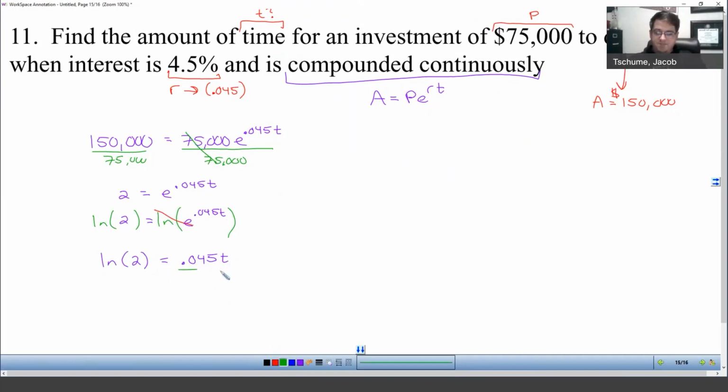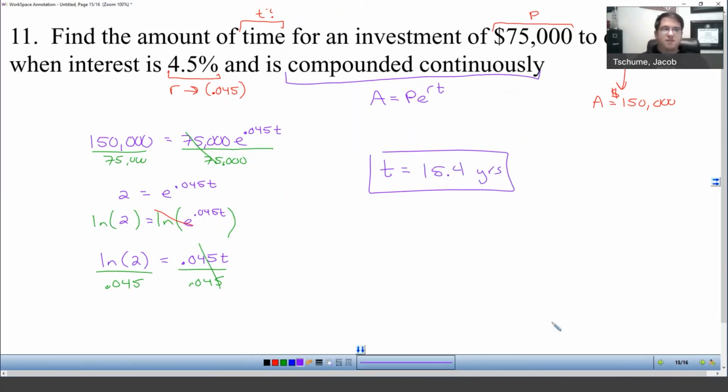Finally, if you divide both sides by 0.045, this cancels, and this is where you can get your calculator out. If I type in the natural log of 2 divided by 0.045, this means I'm going to need about 15.4 years for this money to double. So to take your $75,000 and make it double, you're going to need to leave the money in for a little over 15 years.